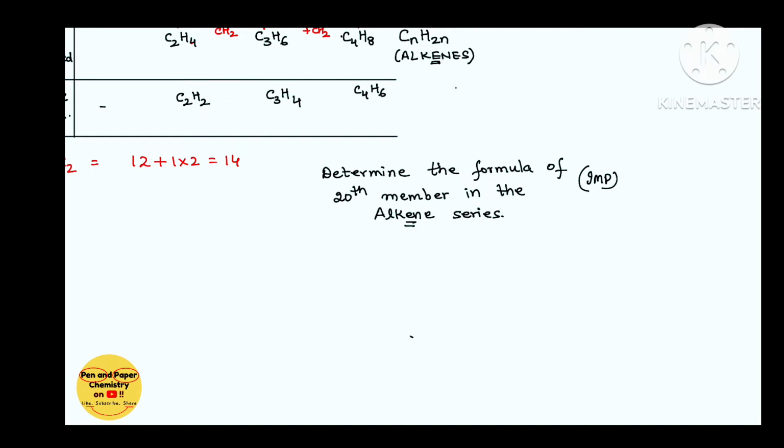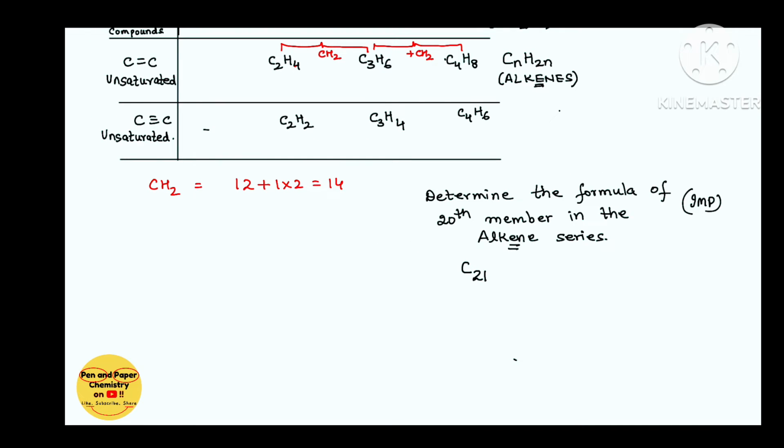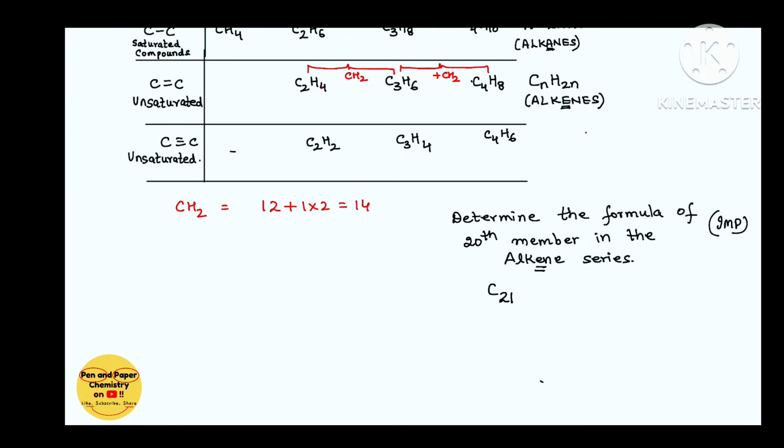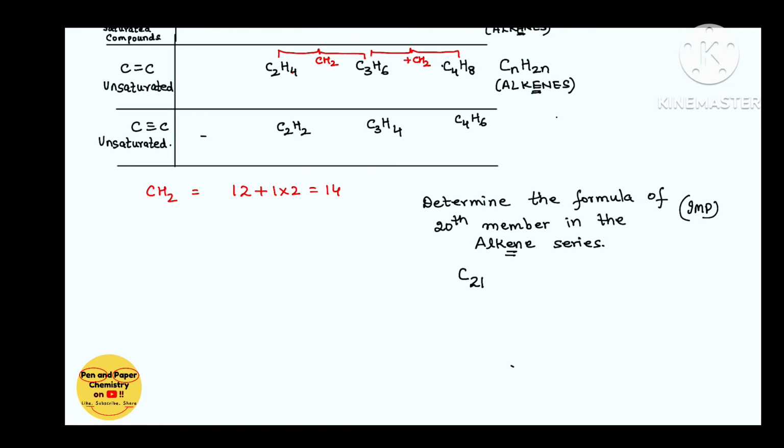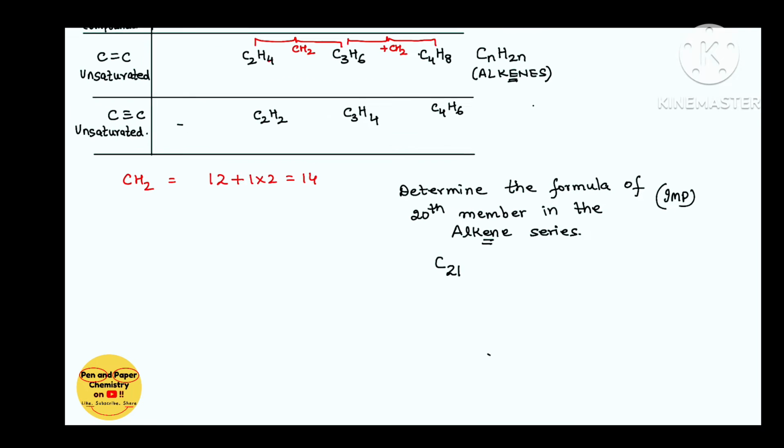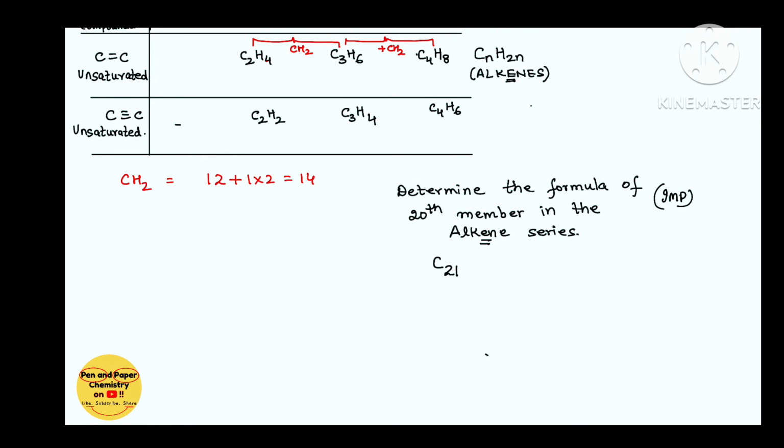Have you worked it out? Okay. Yes. 20th member means the number of carbon atoms in it will be 21. If you've not understood, just go back again to what I have explained a minute ago. Yes, you can scroll back, you can drag the slider to watch the video from a minute back. C21 and H42. Double of 21 is 42. So your 20th member would actually be C21, H42.